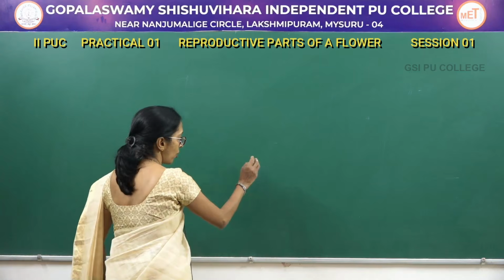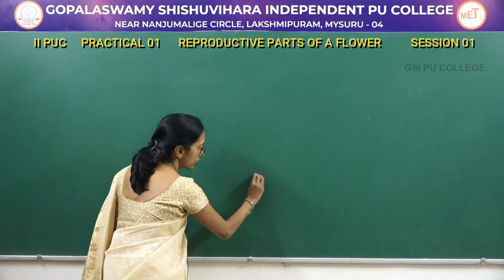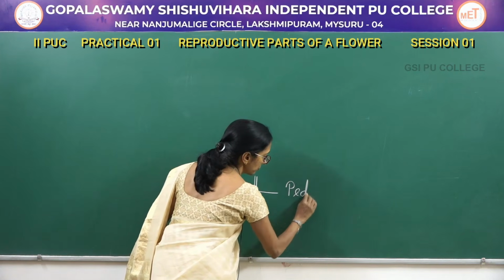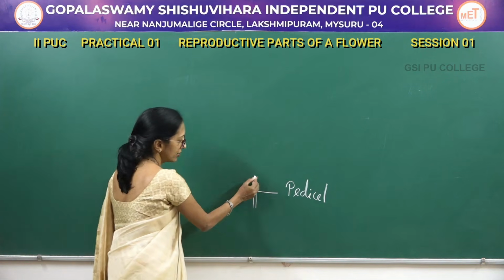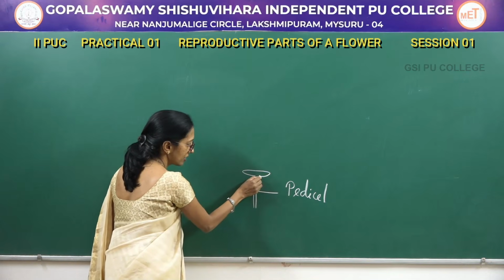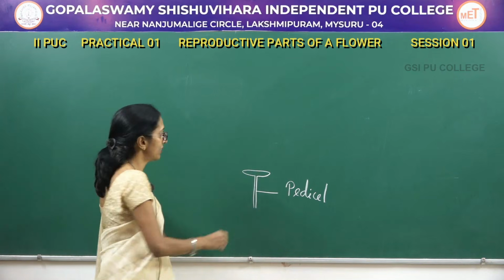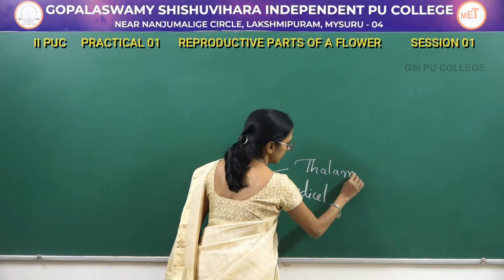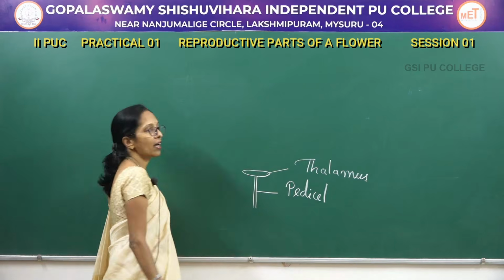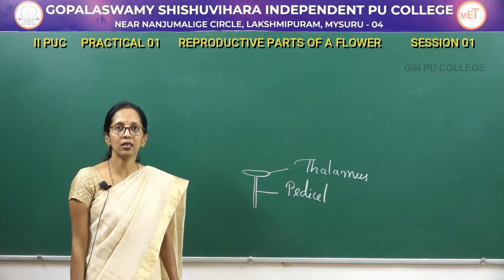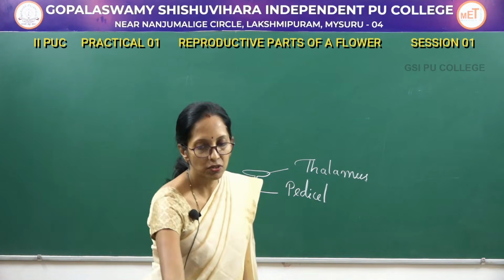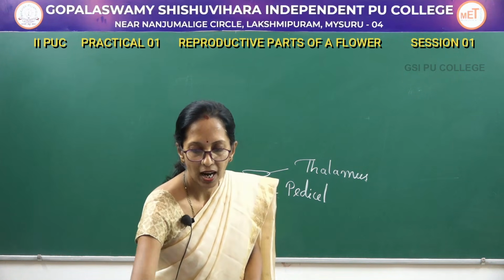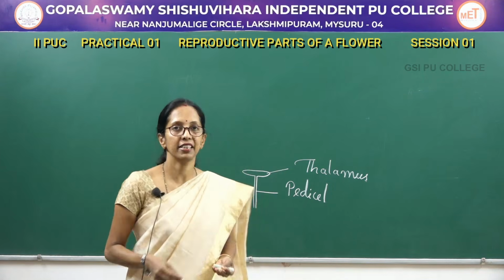And the flower consists of a very small stalk-like structure, and this stalk is said to be pedicel. The tip of the pedicel is like this, slightly flattened, and this part is said to be thalamus. On the thalamus, other floral parts are present. So, a flower consists of 4 whorls: calyx, corolla, androecium and gynoecium.